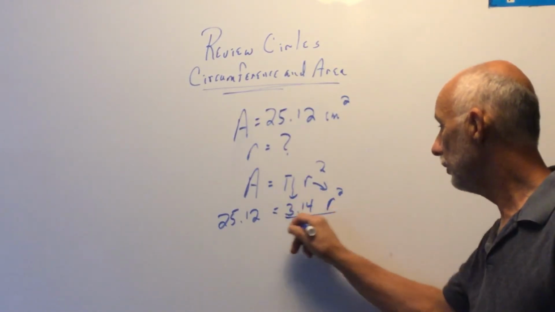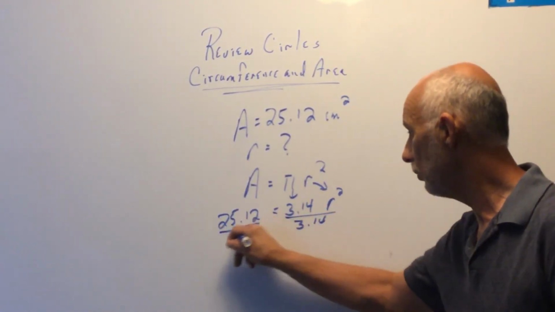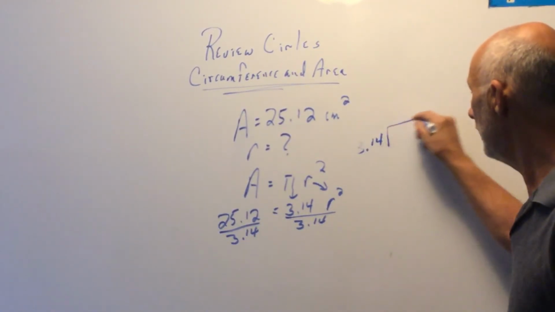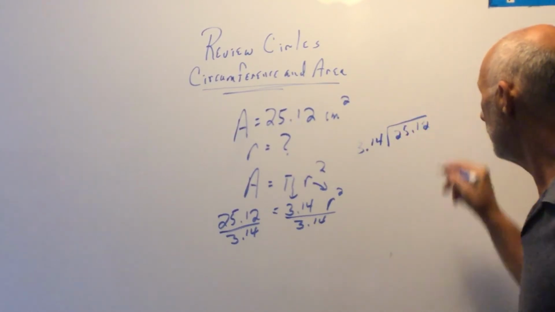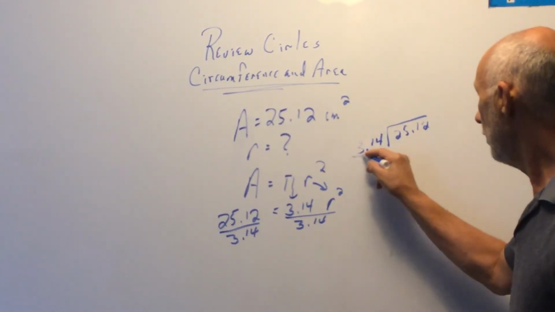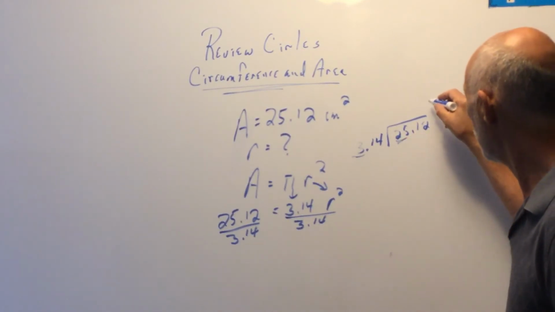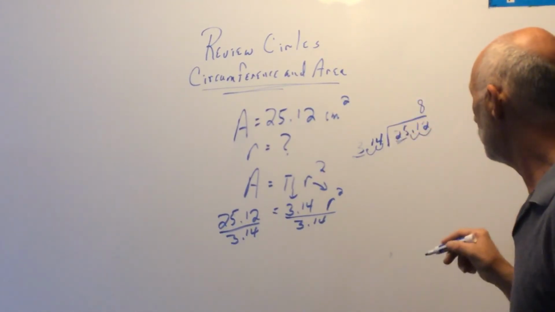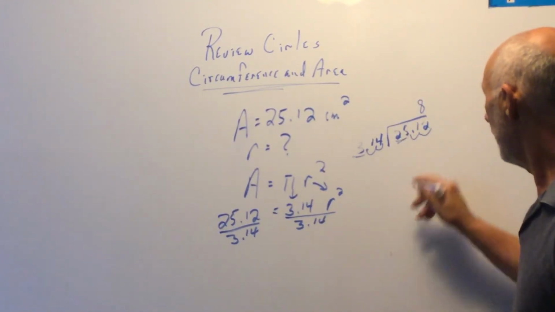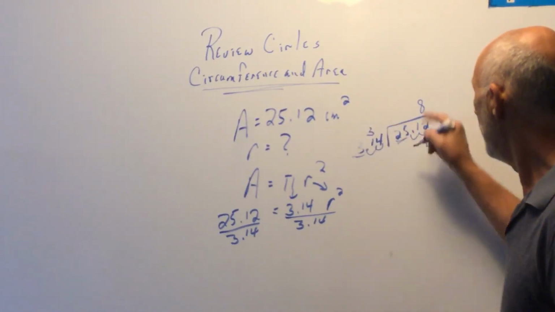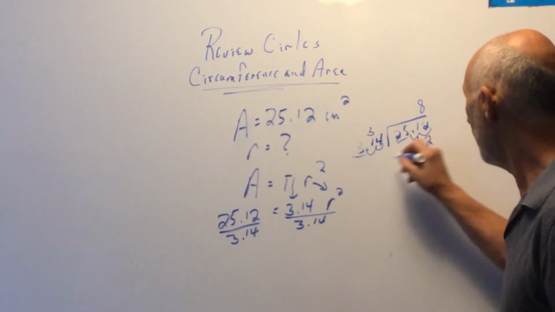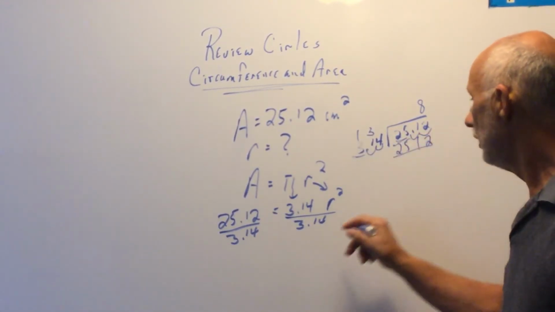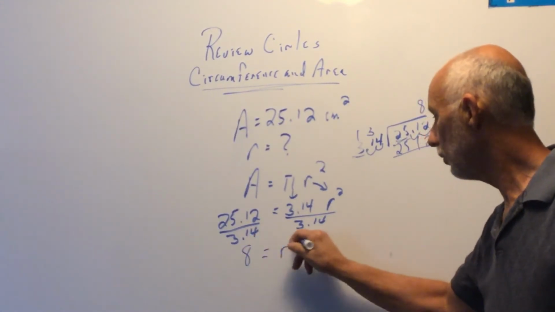So the first thing you would do is divide by 3 and 14 hundredths on both sides. If you divide 3 and 14 hundredths into 25 and 12 hundredths, 3 goes into 25 8 times, shift back 2 places. By the way, move the decimal 2 places over. And 8 times 4 is 32, carry your 3. 8 times 1 is 8, and 3 is 11, carry your 1. And 8 times 3 is 24, and 1 is 25. So this comes out to be 8 equals r squared.